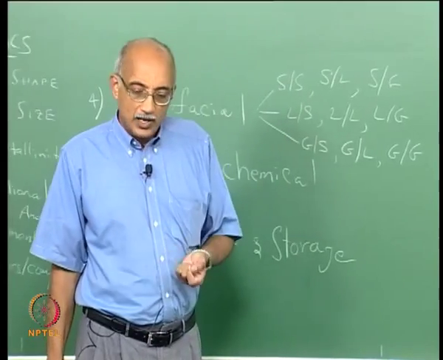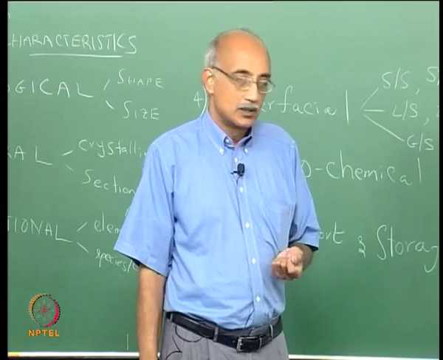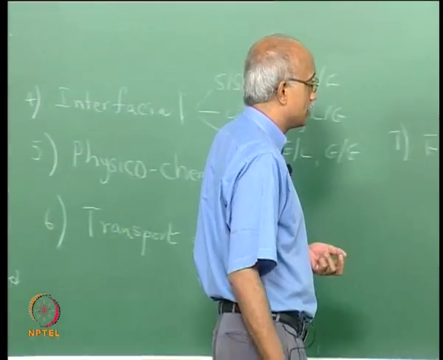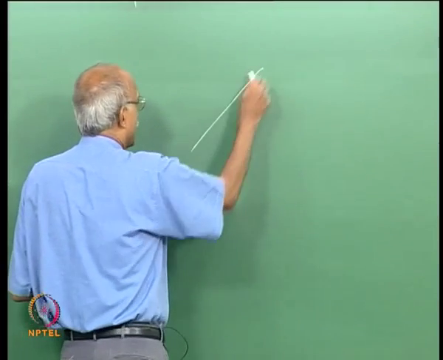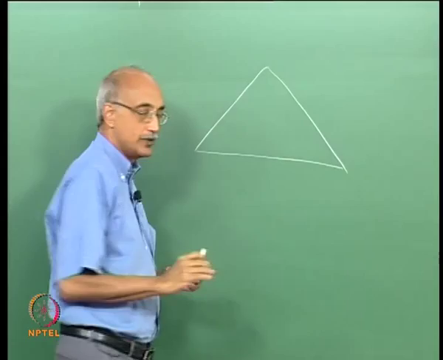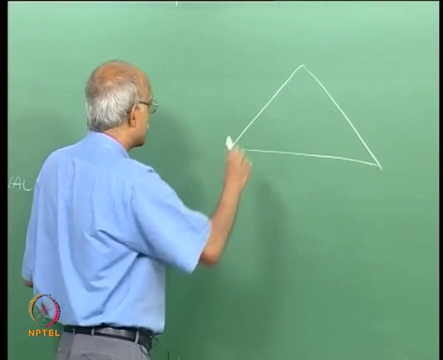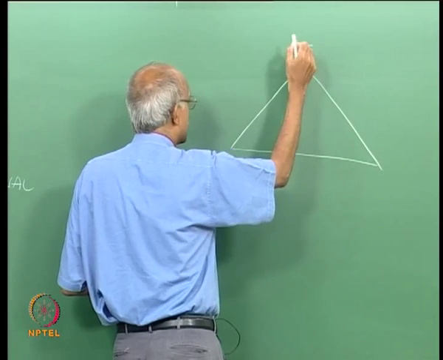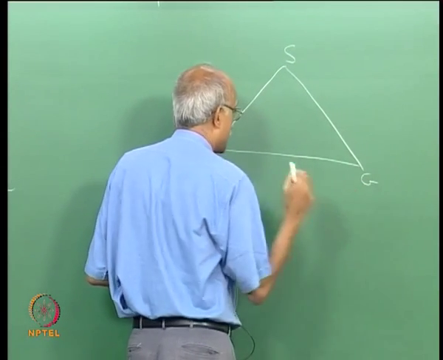Is it possible to have a gaseous particle? What do we mean by that? Well, there is an interesting way to look at this. You can represent interfacial behavior in this triangular graph. Let's call one of the vertices solid, let's call this liquid, let's call this gas.